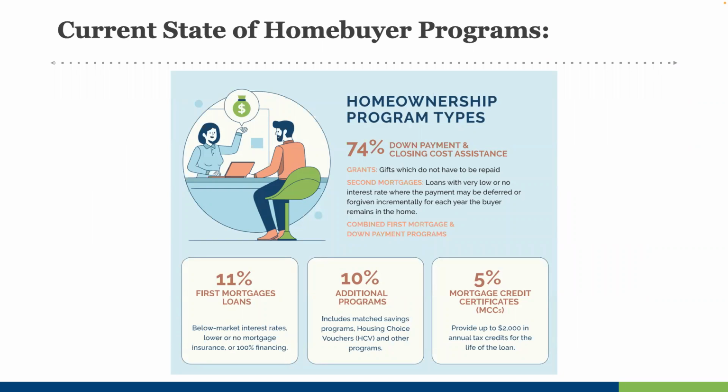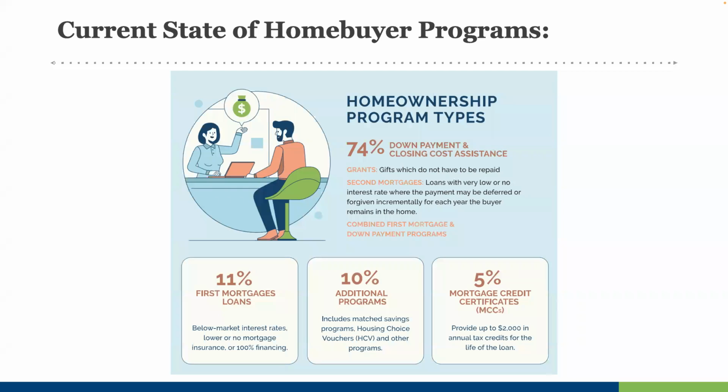So, the current state of homebuyer programs. Of all the homebuyer programs out there, 74% are some sort of down payment or closing cost assistance. That's really a catch-all category, though. We'll dig deeper in a few minutes, but it's important to know that not all DPAs are the same.